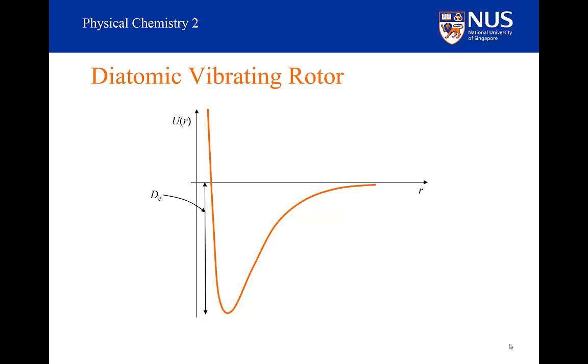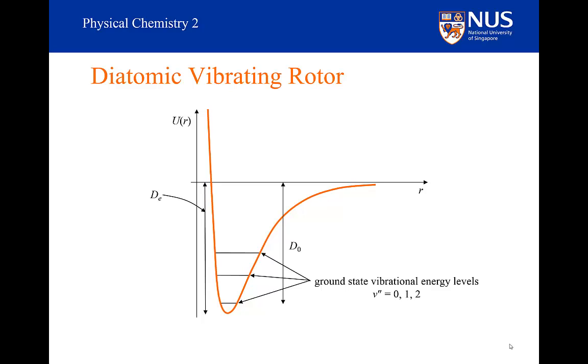The difference in energy from the bottom of the potential energy well to the dissociation limit is the dissociation energy from equilibrium and is labelled as D sub E. The solid lines here identify vibrational energy levels for V equals 0, V equals 1 and V equals 2. The vibrational energy levels allow me to define D0, which is the dissociation energy from the V equals 0 level.